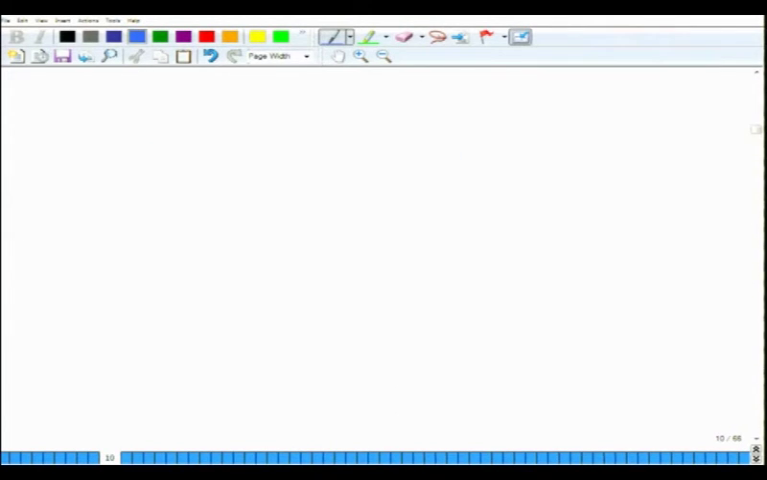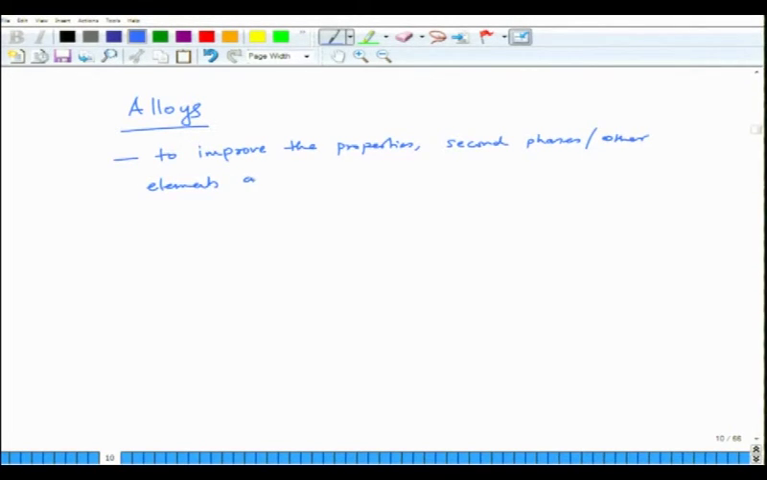Okay. So, these solid solutions, when you make the solutions, are basically called alloys, and the atoms are put in intentionally to improve the properties, second phases or other elements are added.